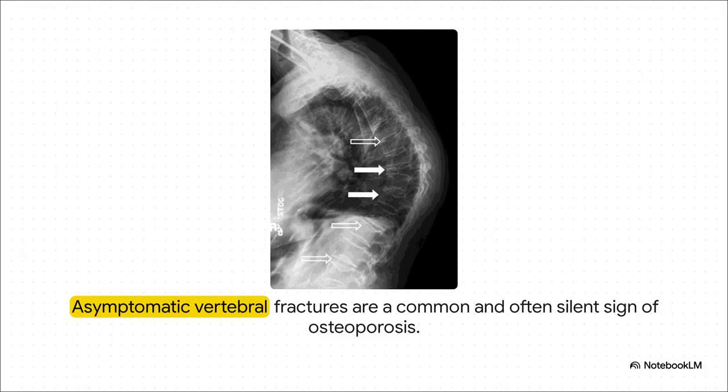And check out this image. This shows another really common and often super sneaky sign of the disease, vertebral compression fractures. A lot of times, patients have no idea they even have them. They might just feel like they're getting shorter or a bit more stooped over. So if you're looking at a chest x-ray for something else and you spot this, that patient has clinical osteoporosis.